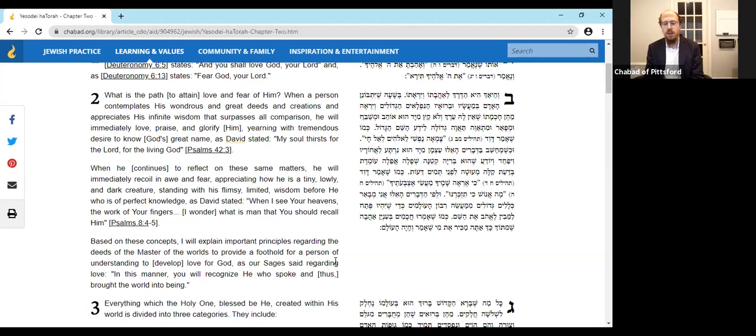"I will explain important principles regarding the deeds of the Master of the world, to provide a foothold for a person of understanding, to develop love of God." As the sages said regarding love, "In this manner you'll recognize He who spoke, and thus for the world to be."